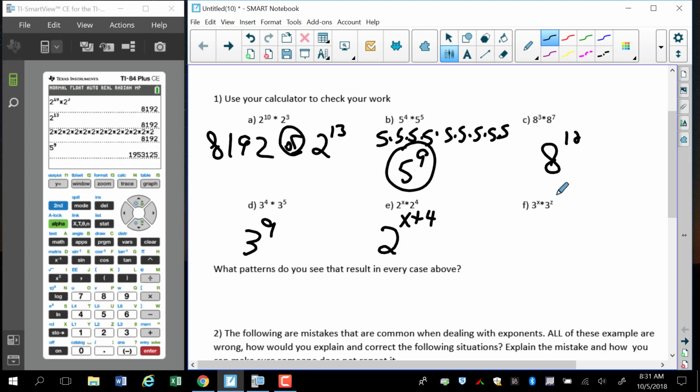So if you take a moment to pause the video and try to get this, what would I do for here? And just leave it like that, x plus z. Looks like a 7 when we fix that. So what pattern do you see in every case? You're adding the exponents.